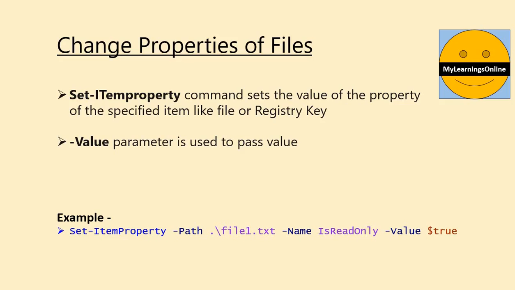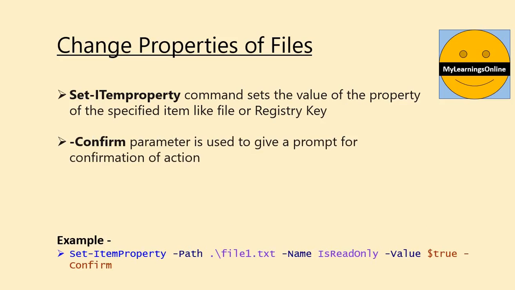The Value parameter is used to pass the value of an attribute. In this example, we are trying to set the value as specified under the Value parameter for the attribute specified under the Name parameter and for the file specified under the Path parameter.